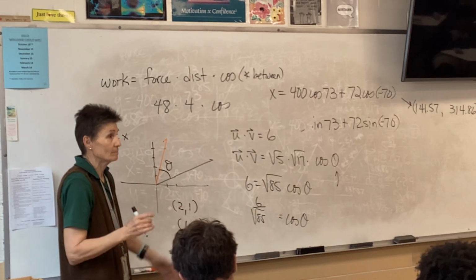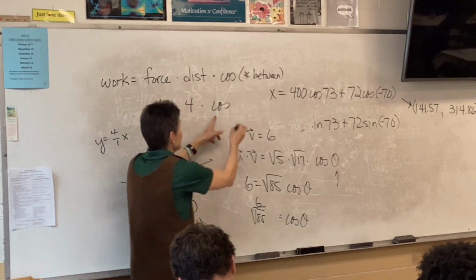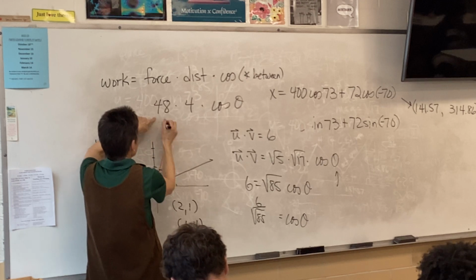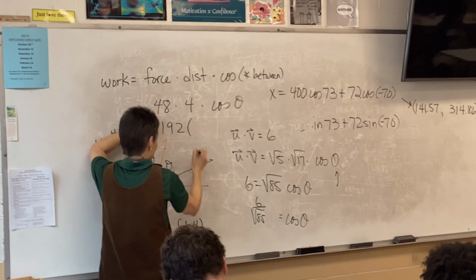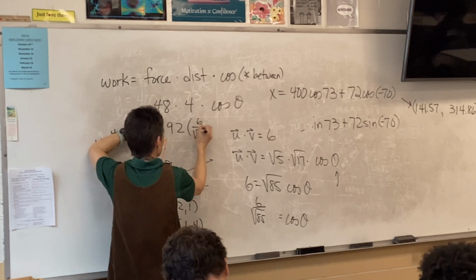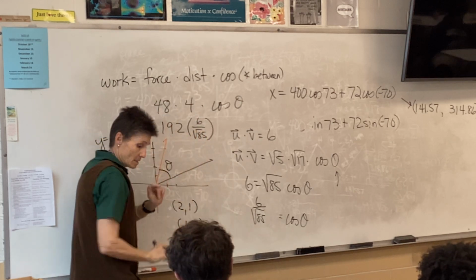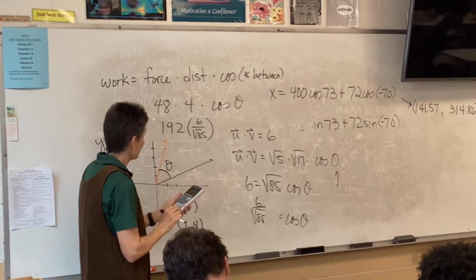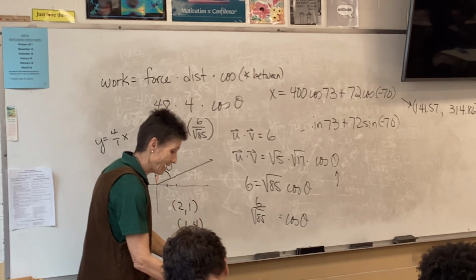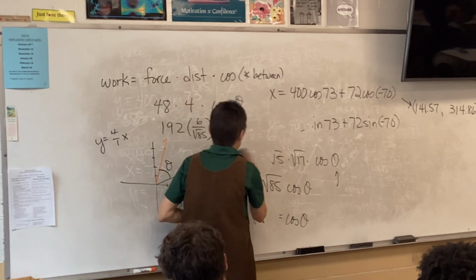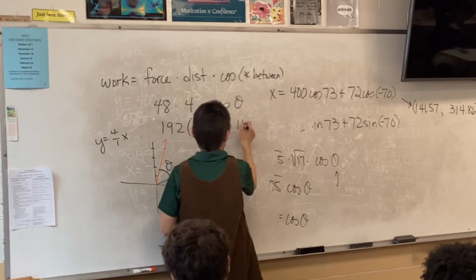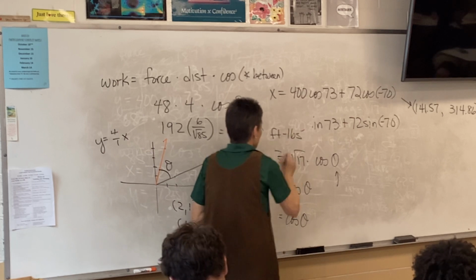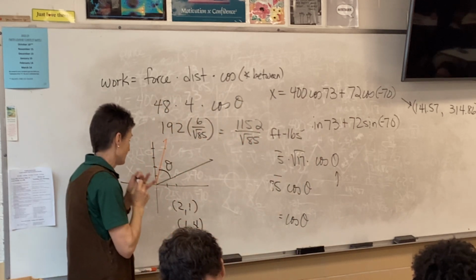I don't even need the angle. The formula just says what's the cosine, right? So what's 48 times 4? 192, times 6 over root 85. Did I multiply right? 48 times 4. Yep, and then times 6. So 1152 over root 85 foot-pounds. That's the amount of work that I did.